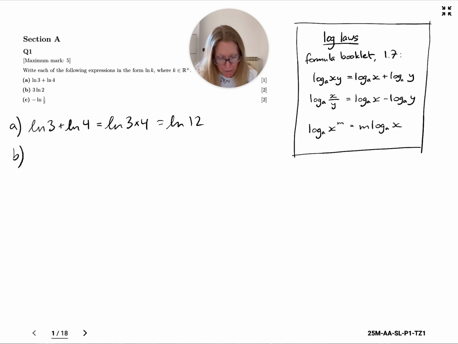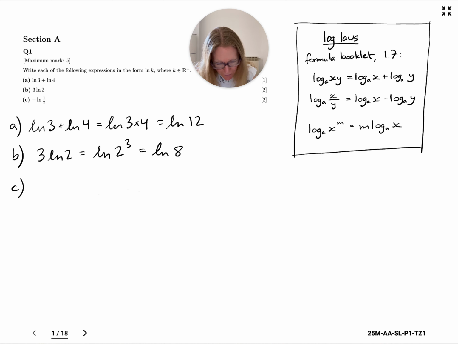Okay, and then for B, we've got 3 ln 2, and if you look at the third one of your log laws, you can see that the thing that goes in a power, x to the power of m, is the same as multiplying by that in front. And here we have something multiplied in front, so that means that we can put that into the power, so it's the same as ln 8.